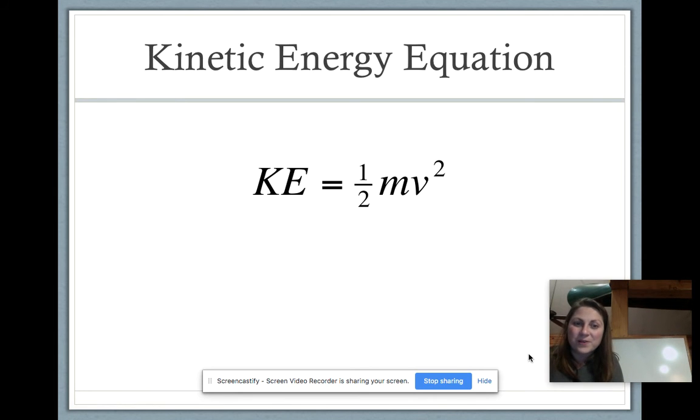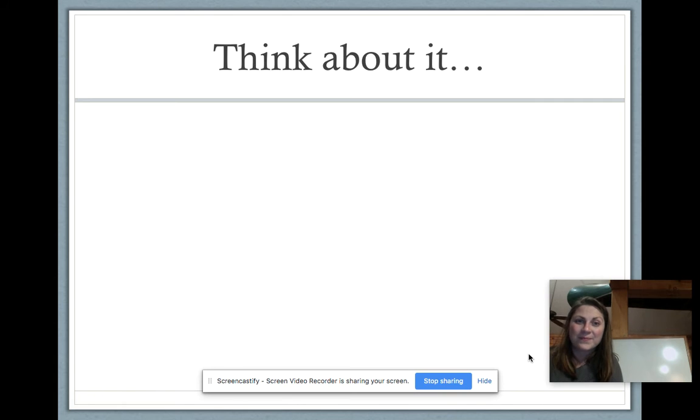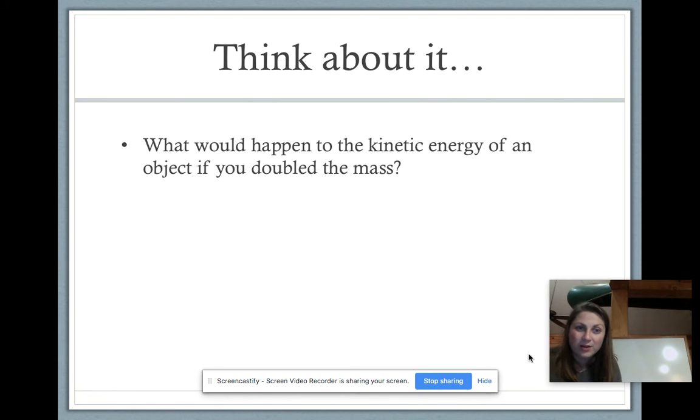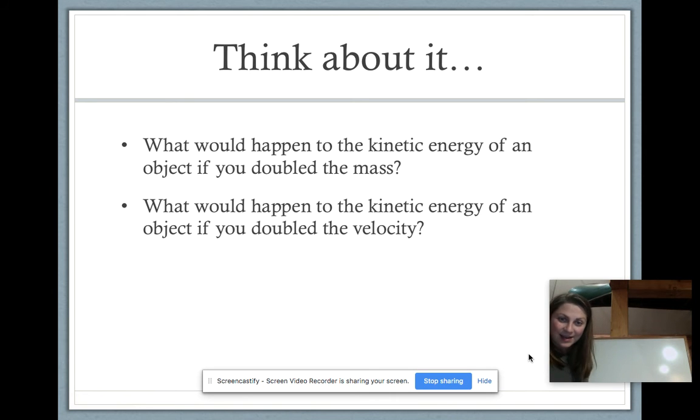So the equation for kinetic energy is 1/2 mv squared, where m is the mass of the object in kilograms and v is the velocity in meters per second. So let's think about it for a second. With the equation KE equals 1/2 mv squared, what would happen to the kinetic energy of an object if you doubled the mass? And what would happen to the kinetic energy if you doubled the velocity?